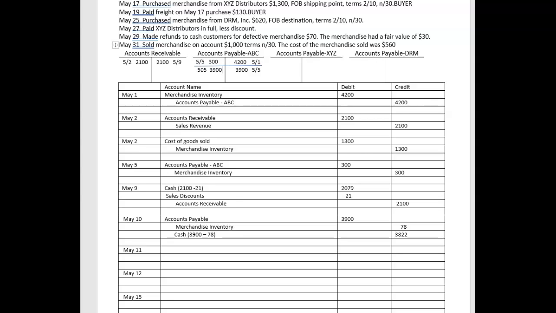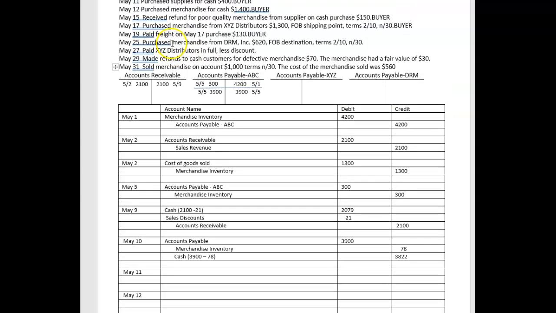All right, now let's go ahead and post this debit to accounts payable on May 5th for $3,900, and now you will see, oops, May 5th here, let me fix this. And now you will see that there is a zero balance in the accounts payable to ABC. All right, let's move on to May 11th.